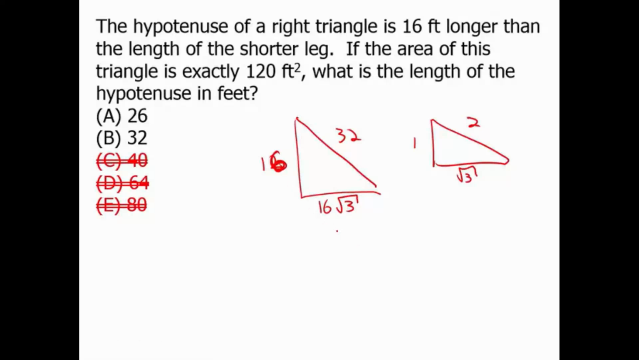Now right here, notice that I'm not even going to bother finding the area. The area is going to be a radical. And we know if the area is exactly 120, that's not a radical, so we know this is not coming out to be the right answer. Also, 8 times 16 is 128, times root 3 is going to be more than 120, so this is going to be too big also. And so for a variety of reasons, B does not work either. And so we can eliminate B.